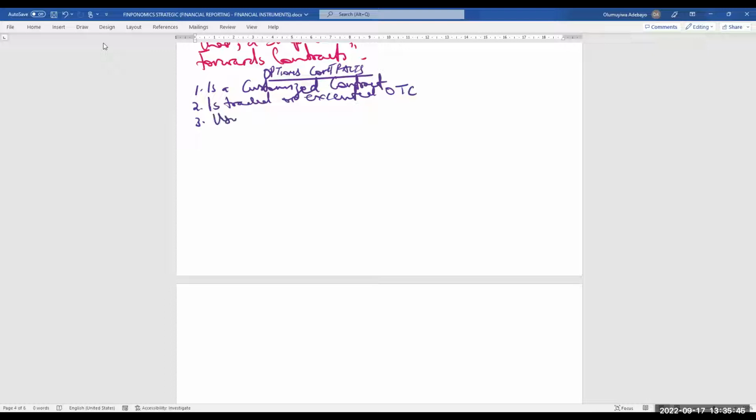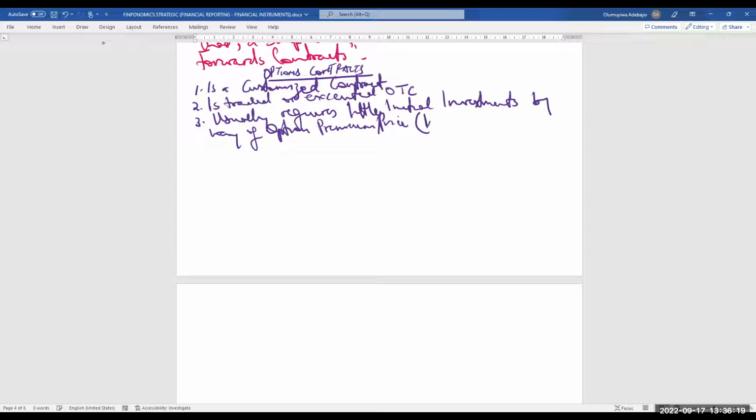Three, an option usually requires little initial investment, by way of option premium, or what they call option price. And again, it's usually insignificant to the contract value, the contract notional value. Okay, we might discuss the word notional later if time permits.